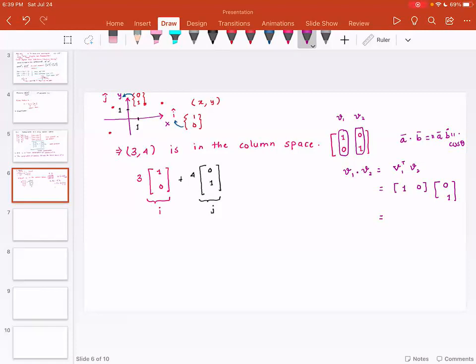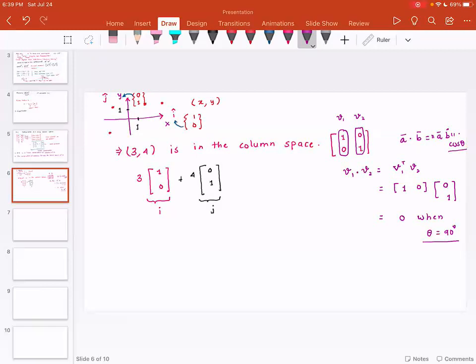So if you look at the dot product of these two vectors, it is 0, and the dot product can only be 0 when theta is equal to 90 degrees. And that means that these two vectors are perpendicular to each other.